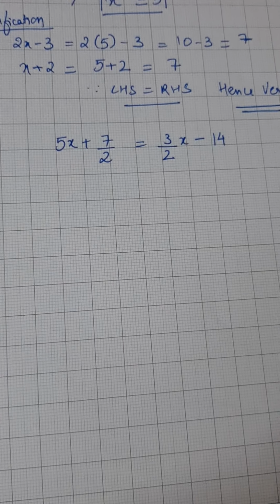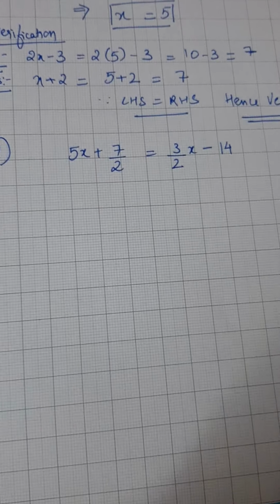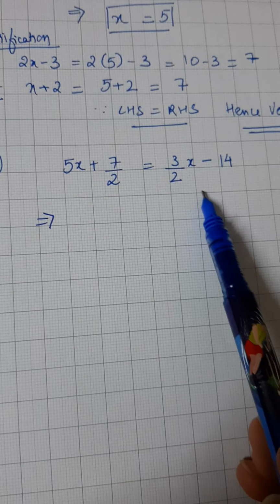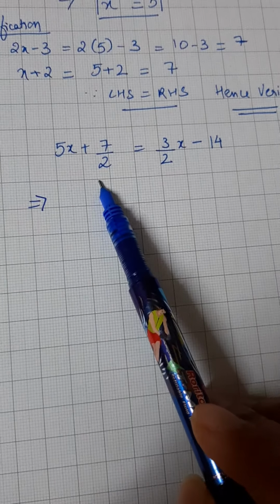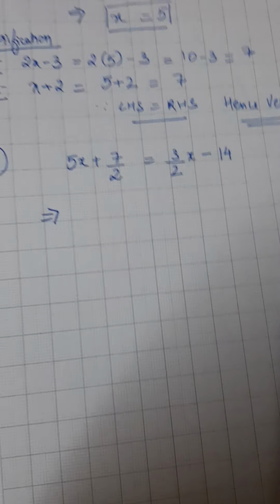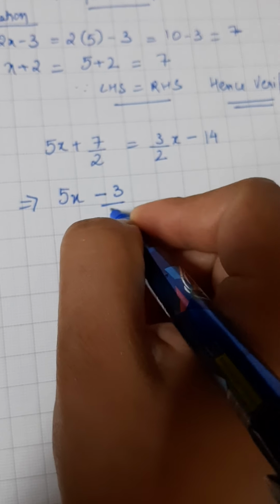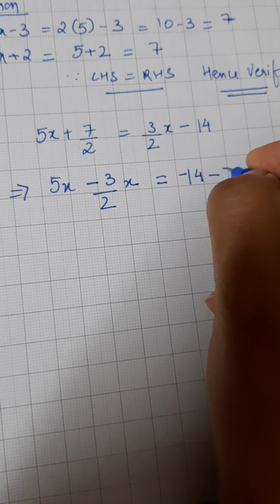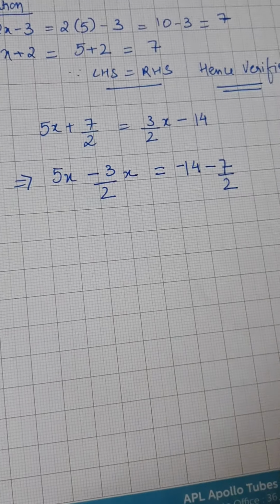Now let's do one thing. Let's do it by taking the terms with the variables on one side and the numbers to the other side. So what will happen here is we have 5x here and here we have 3 by 2 x. So we'll take this 3 by 2 x from here to this side and this 7 by 2 from here to the other side. So we have 5x minus 3 by 2 x is equal to, now this is minus 14, so we write minus 14 first and then we write minus 7 because it was plus 7 by 2, so it becomes minus 7 by 2.